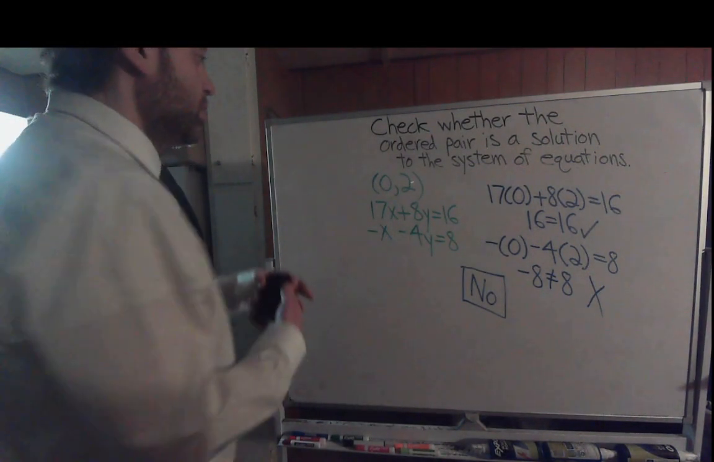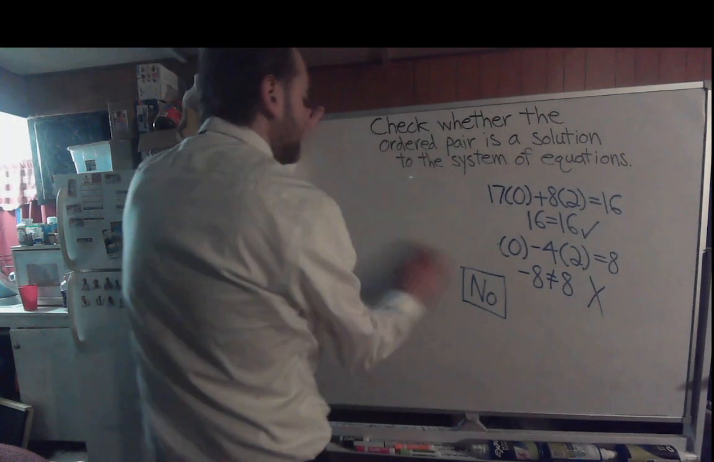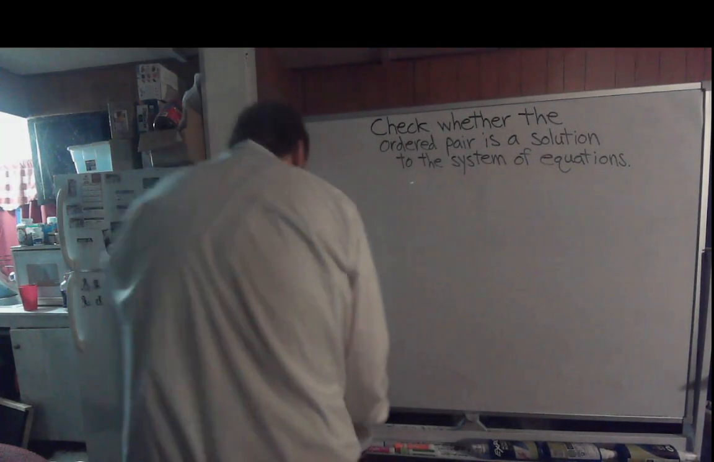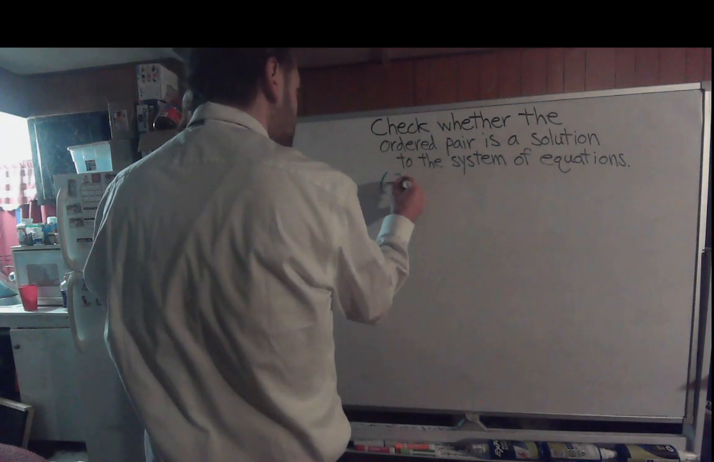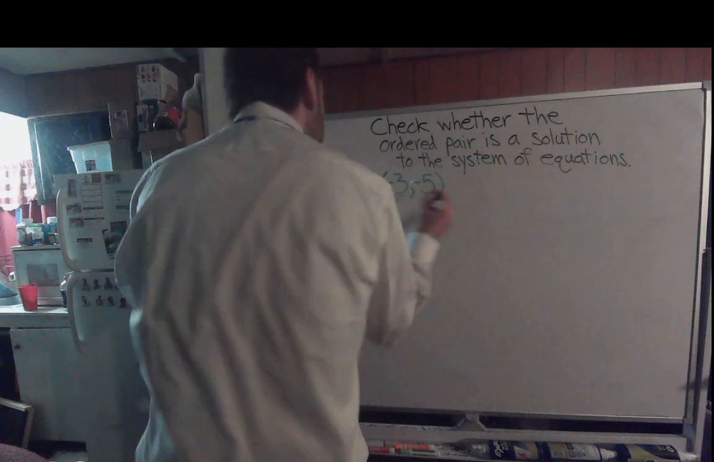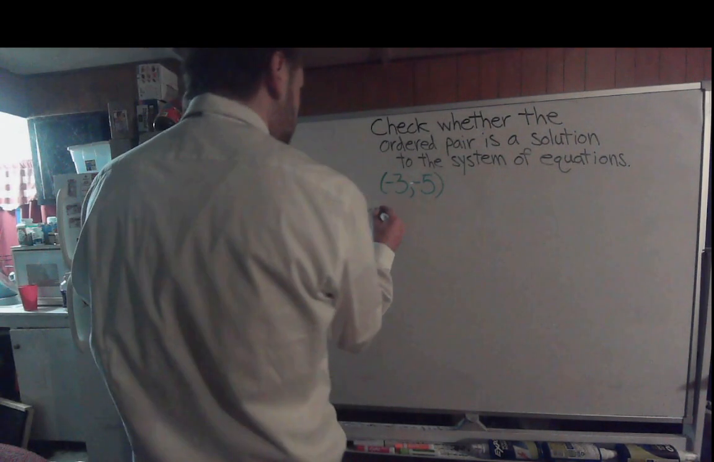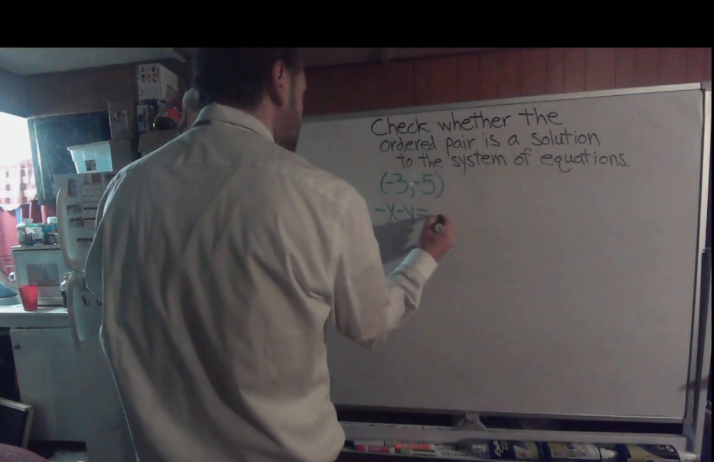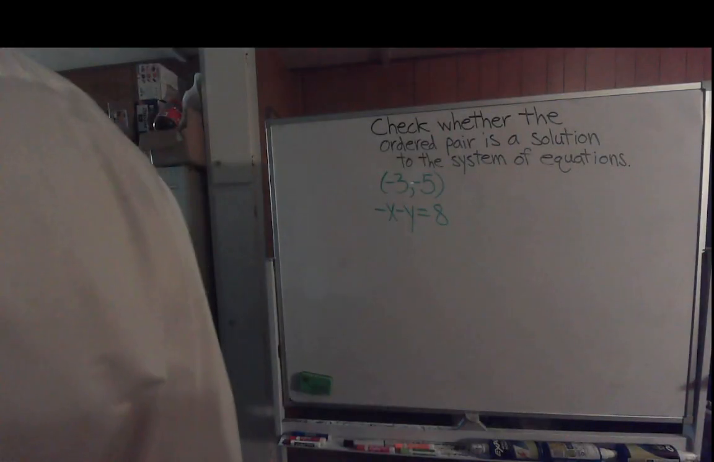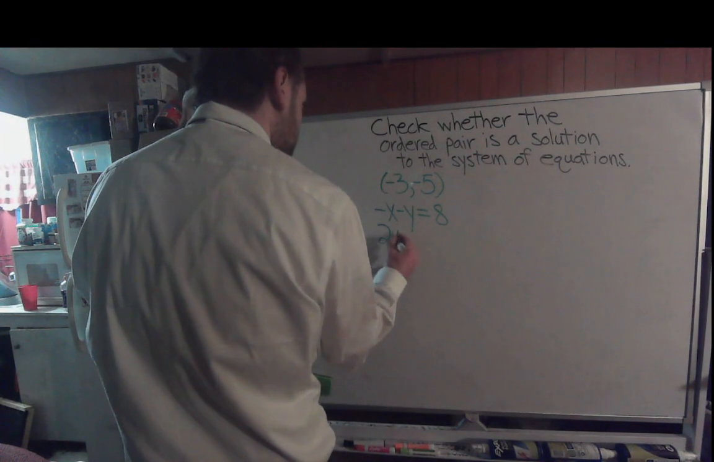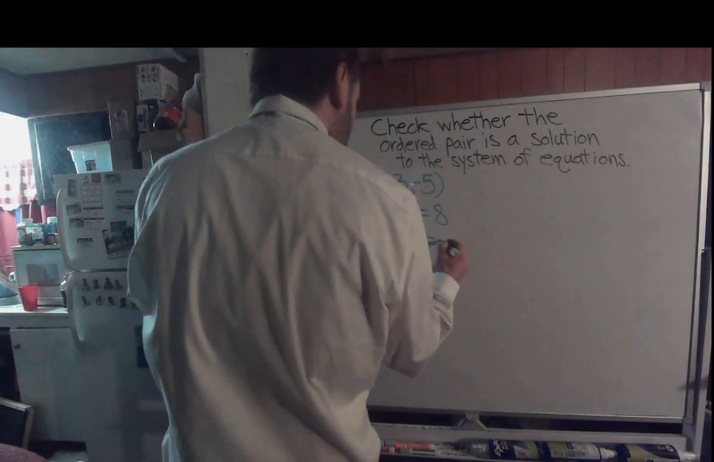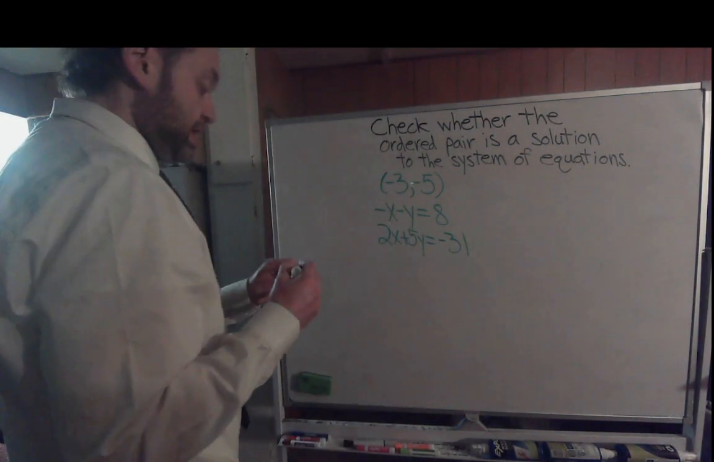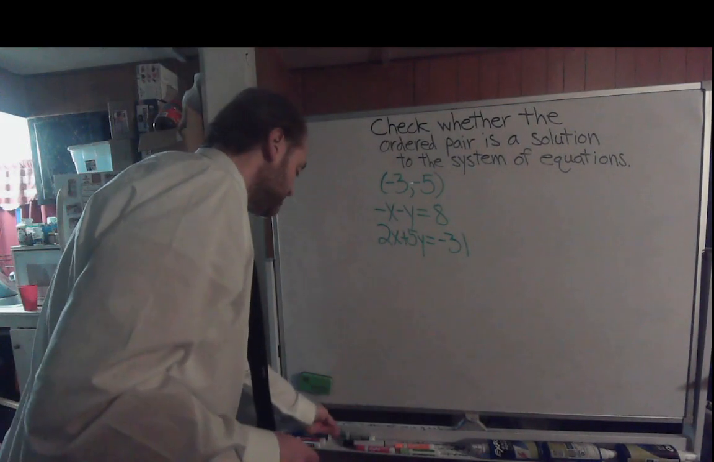I'm going to do one more. There's one more I just got my eye on. Then that's it for sure. How about we get to a yes? We've had a lot of no's lately. What if we get the point (-3, -5) for the system negative x minus y equals 8, and then 2x plus 5y equals negative 31. Is this point a solution to the system of equations?